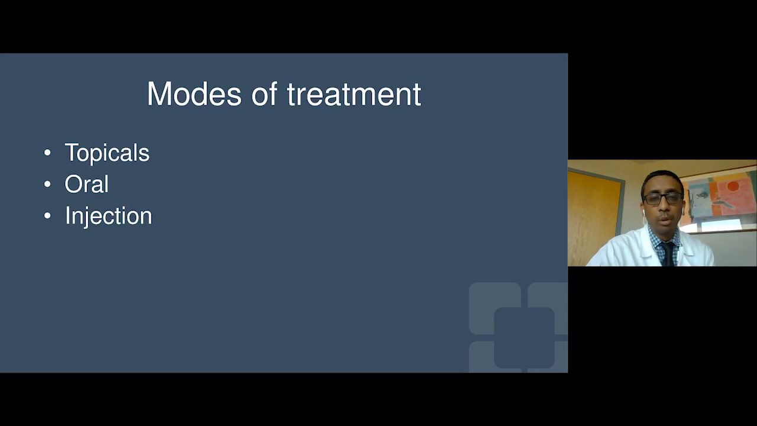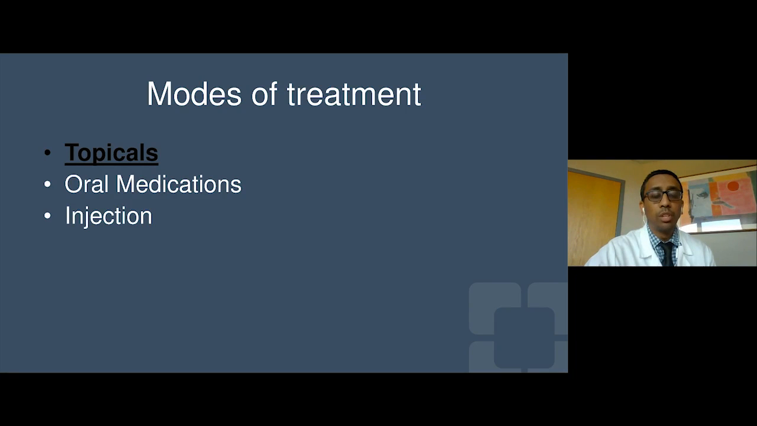So now that we have a little bit of background of what is arthritis and what are some causes of pain, now we can dive into the main topic here, and what are the modalities of treatment. I broke it down into three different categories, and that would be topical medications, oral, and injections. So we'll talk about each one and some different categories in each one of those.